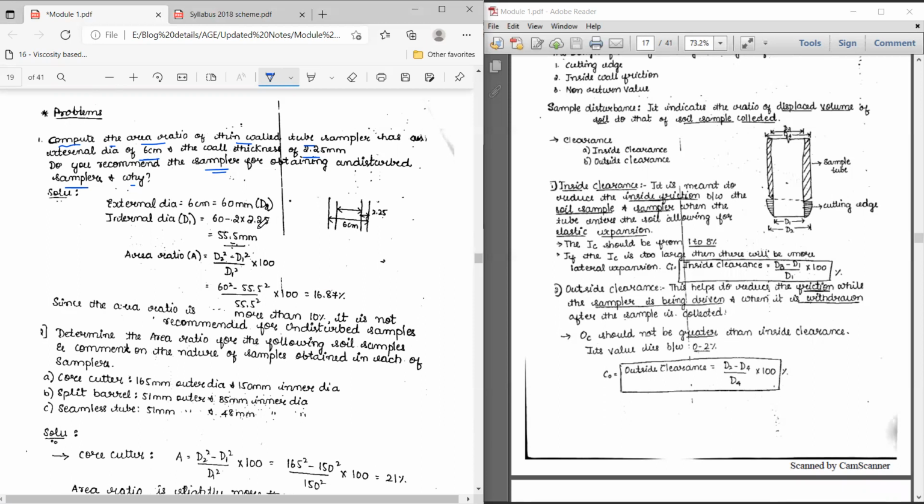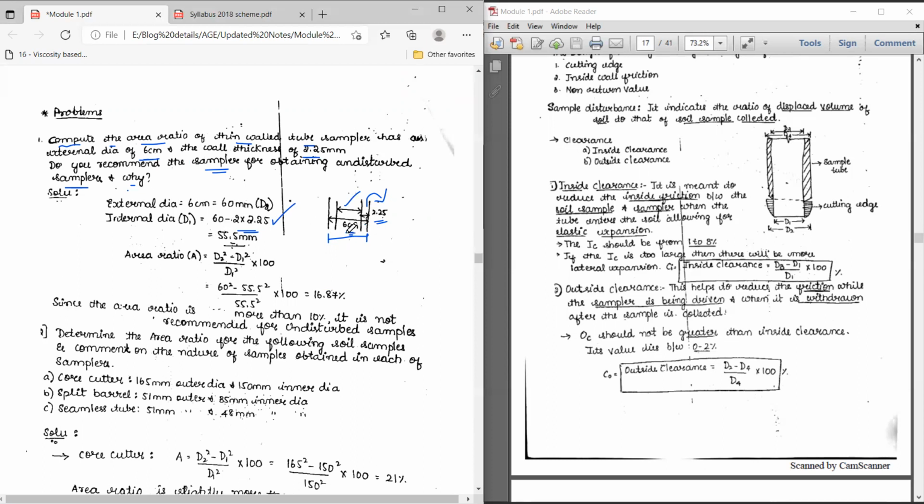Okay, so here the problem is he has used one sampler. In that sampler, he is saying that the external diameter, that means here to here, is 6 centimeter, and he is saying that the thickness of the wall is 2.25. Therefore, in order to calculate the inside diameter, what you can do? You can do 6 minus 2 multiplied by 2.25, to calculate the internal diameter.